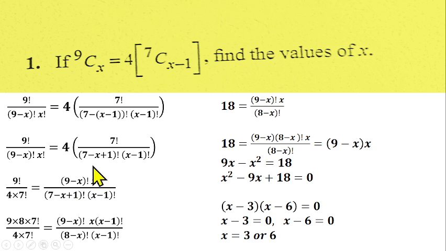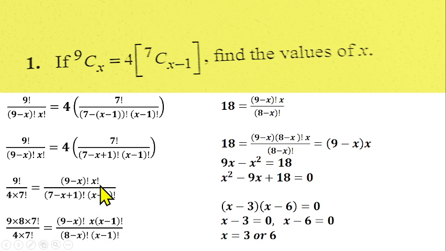So if you don't understand this, you can do it step by step, cross multiply, then at the end of the day you arrive at this. Now why are we doing this? Now we can simplify this one further. Of course, 9 factorial will give us 9 times 8 times 7 factorial, so that this 7 factorial can take care of 7 factorial under. Then also 7 plus 1 will give us 8 minus x factorial.